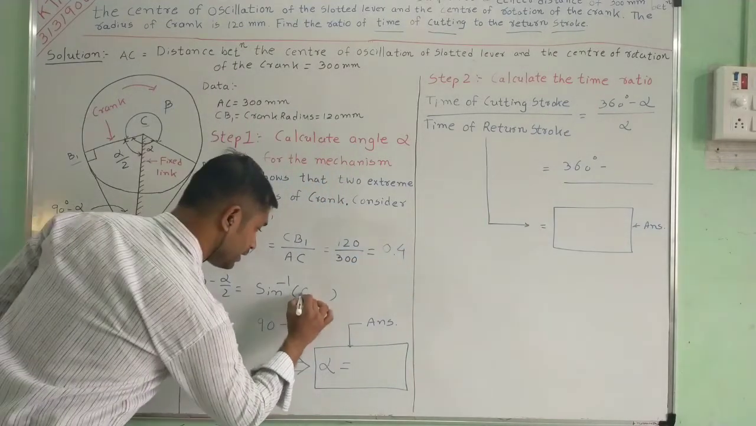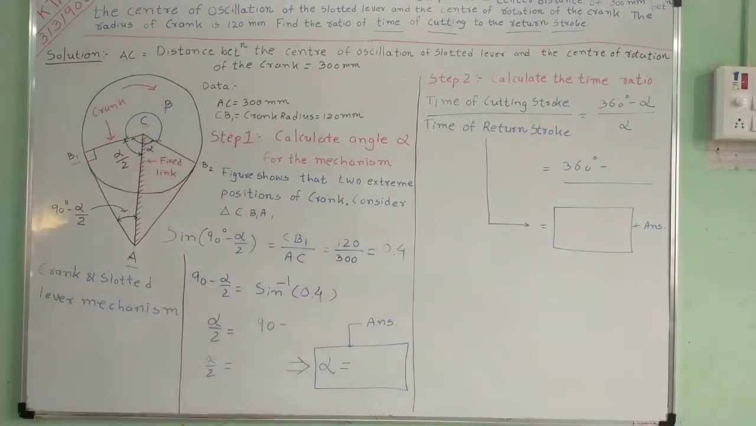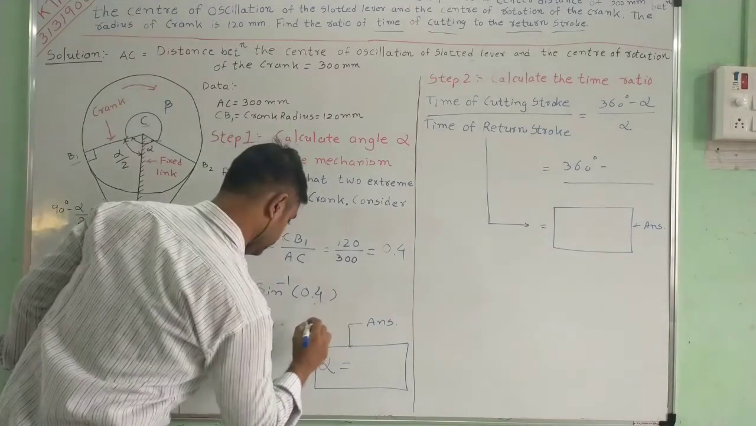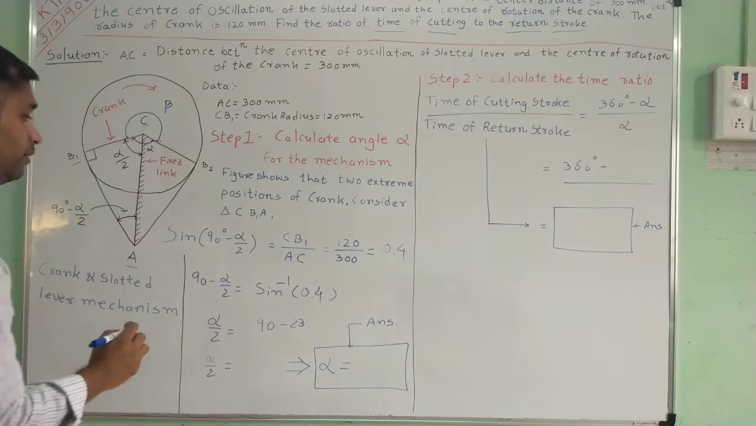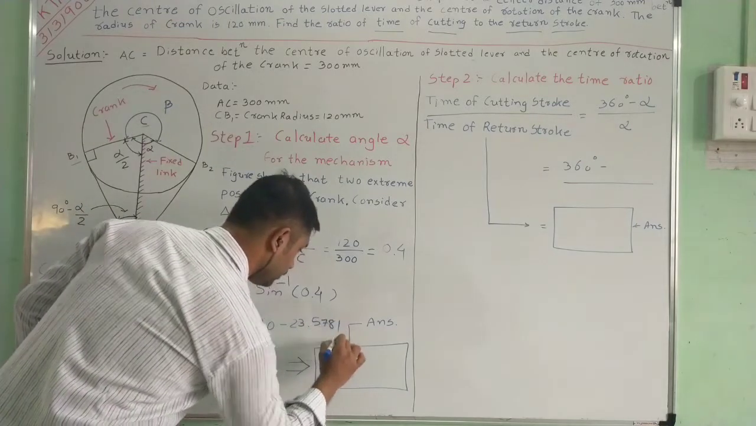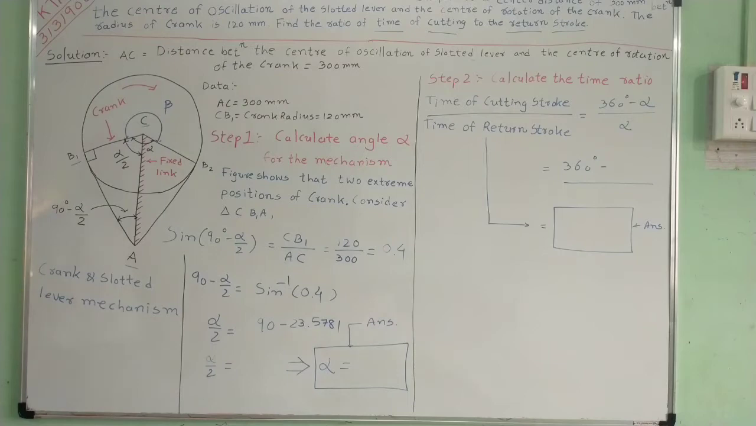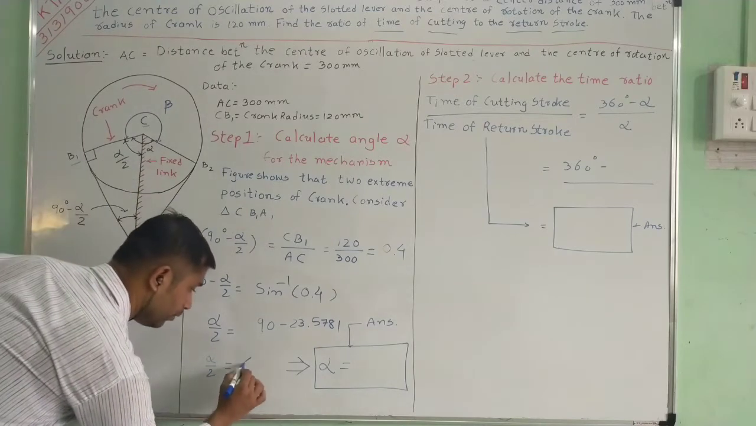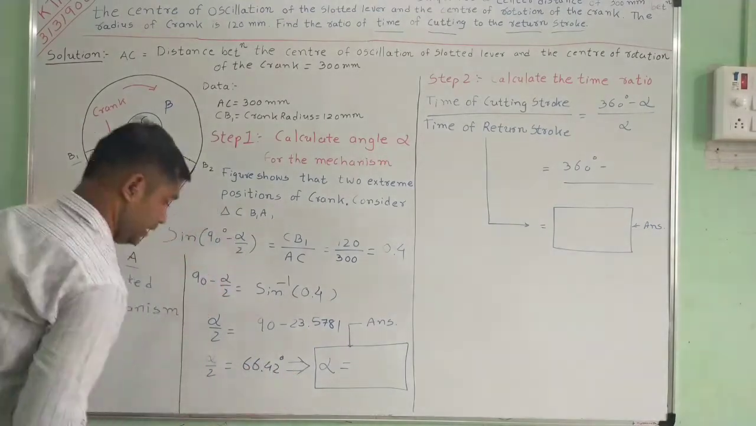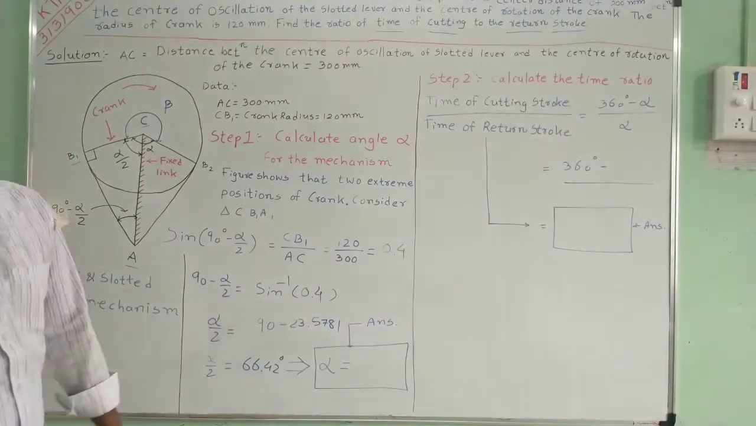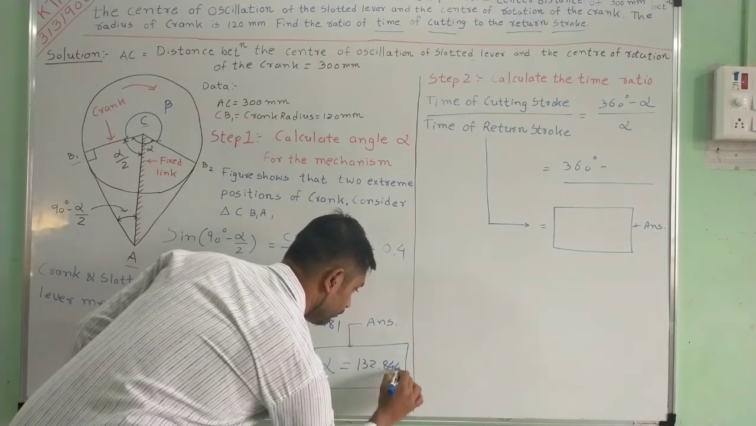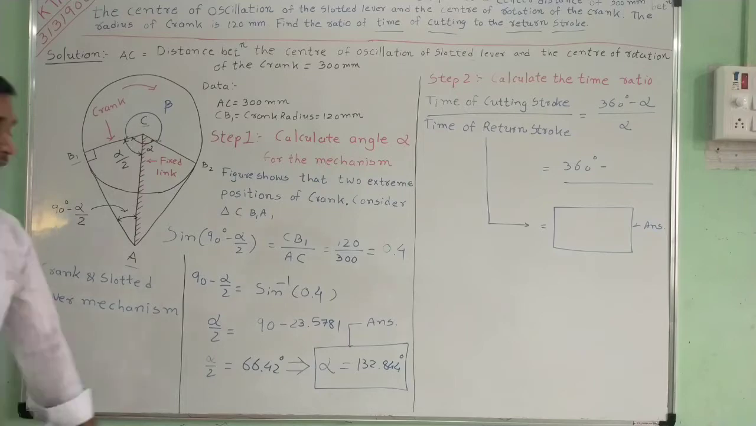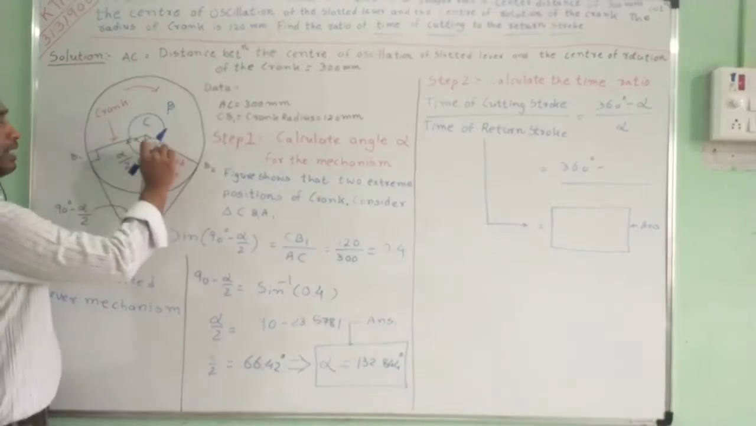Now we put this in the equation. 90 minus alpha by 2 is equal to sine inverse of 0.4, which is 23.5718 degree. So alpha by 2 is 90 minus 23.5718, and your answer is 66.42 degree. So now the main answer, alpha, is 132.8444 degree. First we find out the alpha. It means we have found the angle alpha.